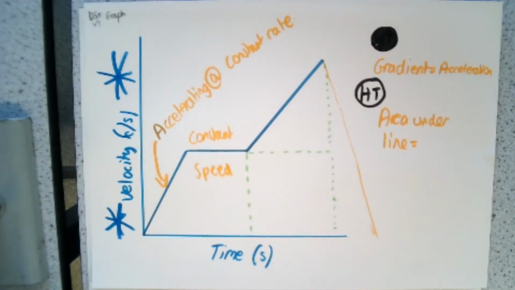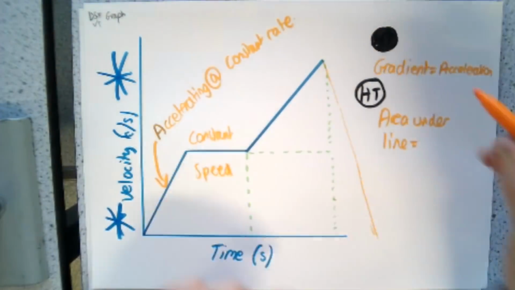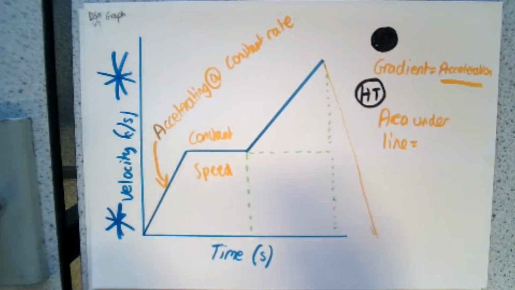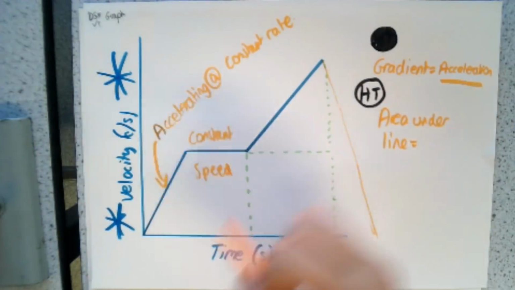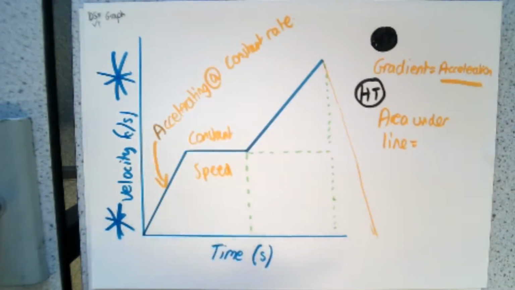Now the gradient on the velocity time graph isn't, in our case, like we've just done, working out the speed. It's actually being able to work out the acceleration. So the gradient on here equals the acceleration, and you follow the same procedure. Triangle, same as before, y divided by x, tangent if you need it.